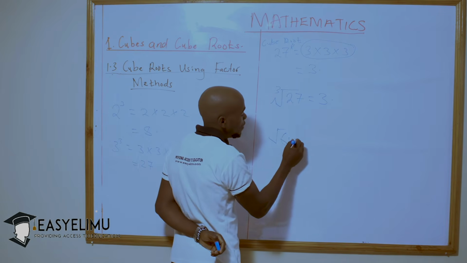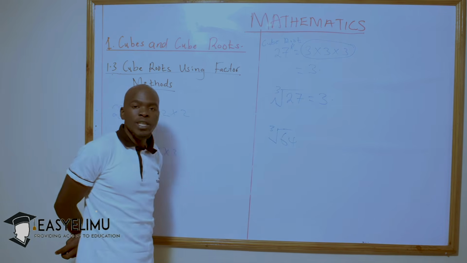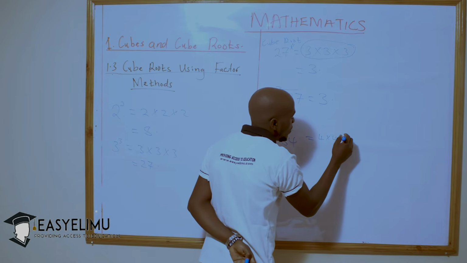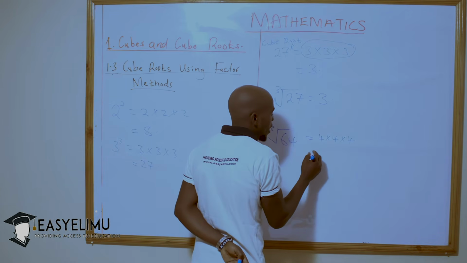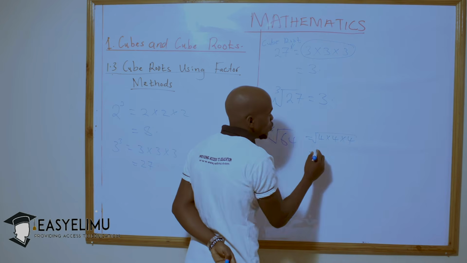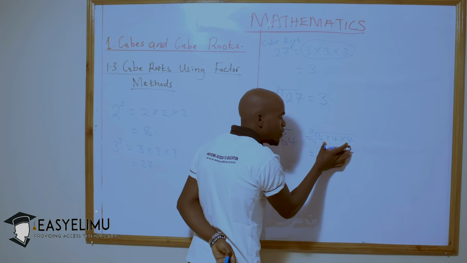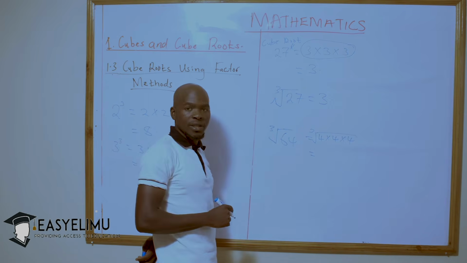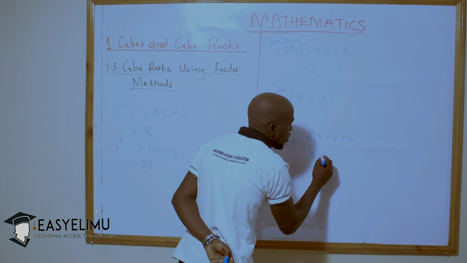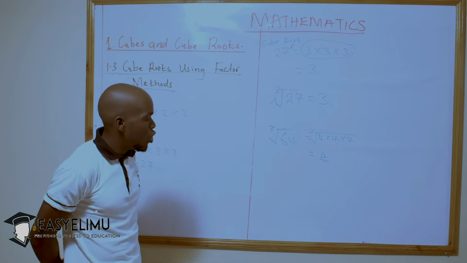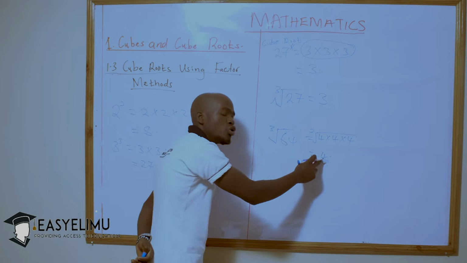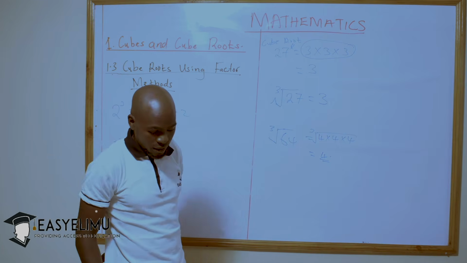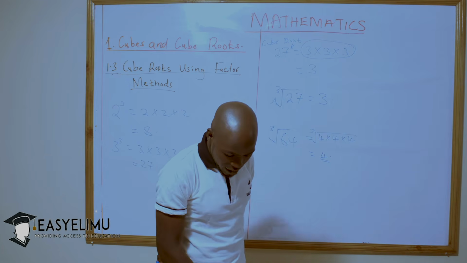The same can apply to the cube root of 64. Using the factor method, this gives you 4 multiplied by 4 multiplied by 4, which is equal to what you have here as a group. You select one from it, and on selecting one you will have 4. And if you take 4 and multiply it by itself 3 times, you will get 64. Let's see other numbers here.